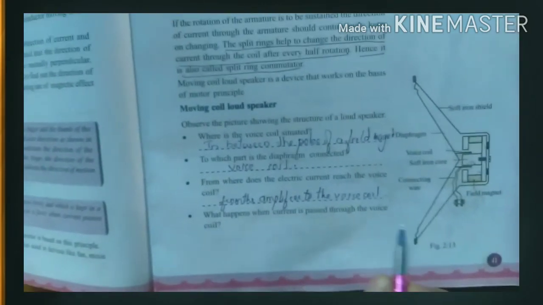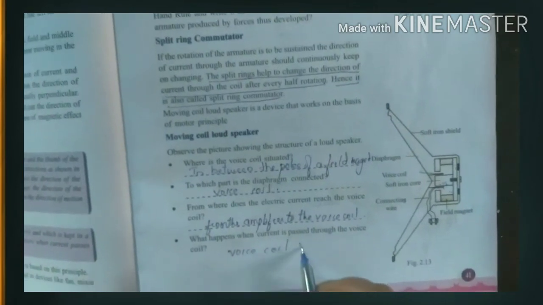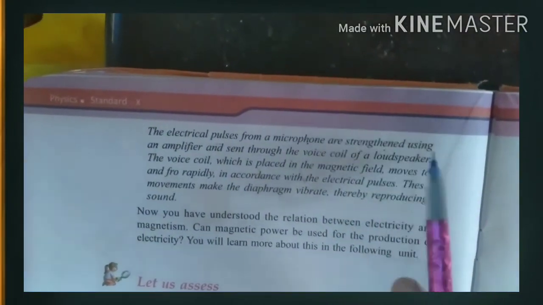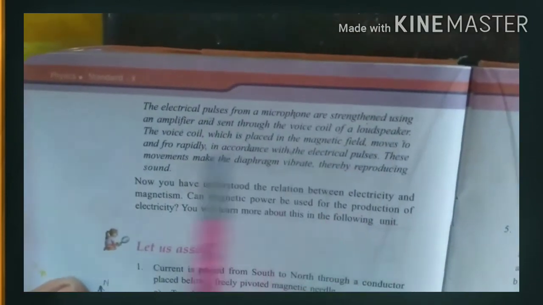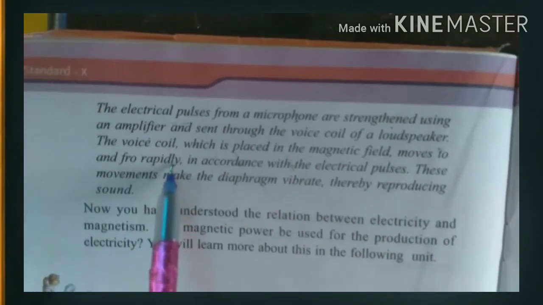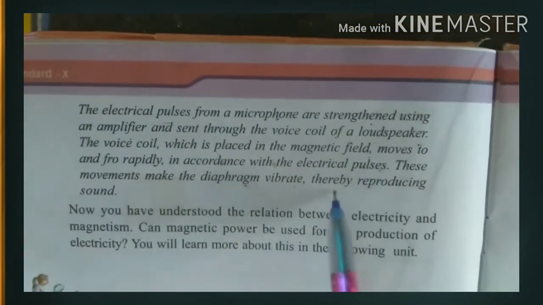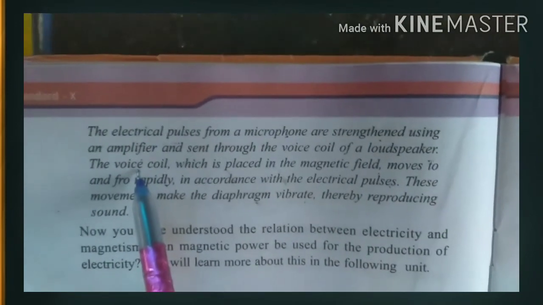What happens when current is passed through the voice coil? The voice coil vibrates. See, the working is given there. The electrical pulses from a microphone are strengthened using an amplifier and sent through the voice coil of a loudspeaker. The voice coil, which is placed in the magnetic field, moves to and fro rapidly in accordance with the electric pulse. These movements make the diaphragm vibrate, thereby reproducing sound. So this is the working of the moving coil loudspeaker.